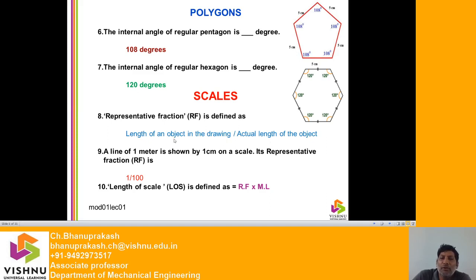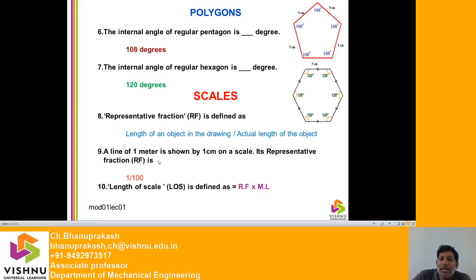When you are doing any construction, for example, any pentagon you want to construct or any line you want to draw, the actual length of the line is very big. But in the drawing, the chart sizes will be less. So what will we do? We will take some scale. That is the length of the object in the drawing divided by the original length of the object. That is what we call the representative fraction.